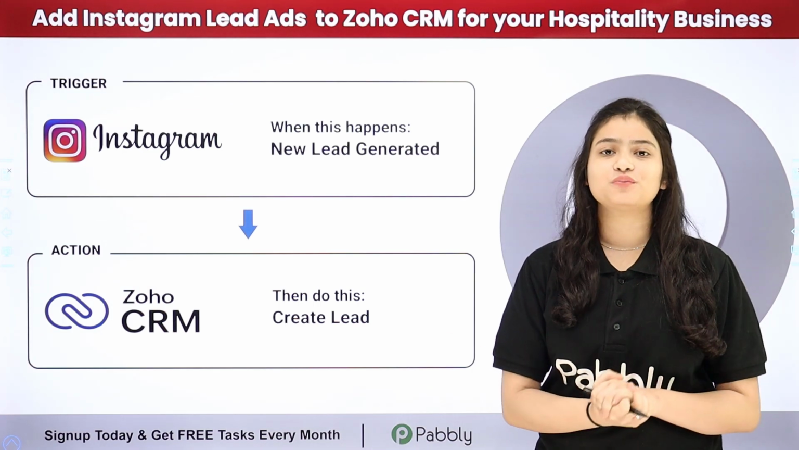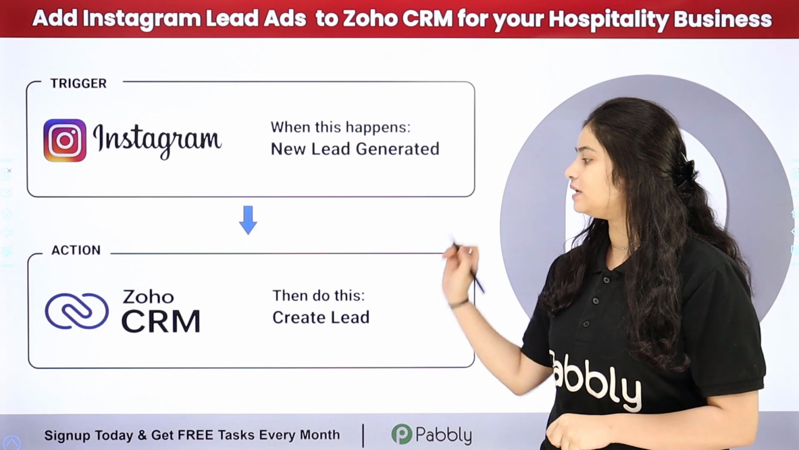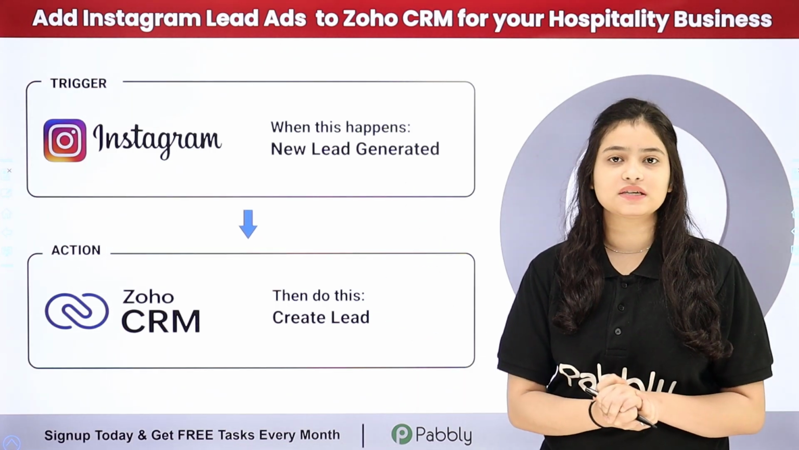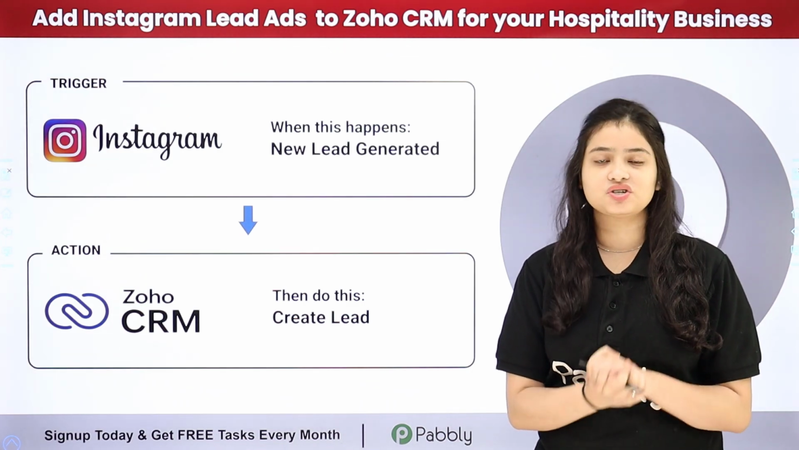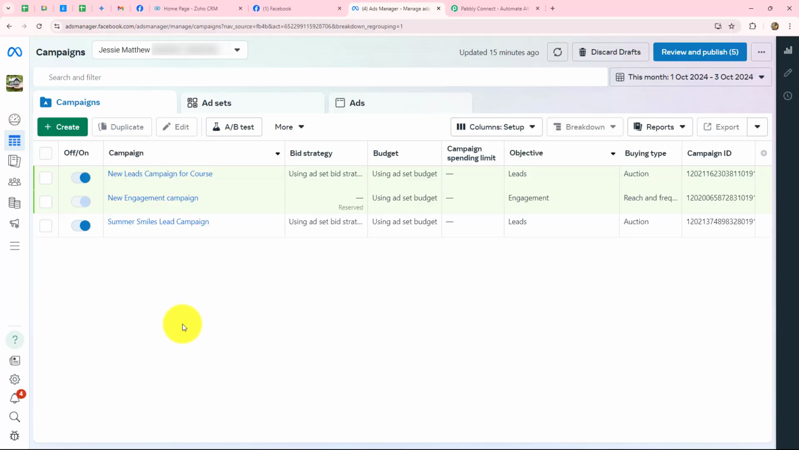So how are we going to automate this entire process? For this, we will have to set up the connection between Instagram lead ads and Zoho CRM, and we are going to do that without any coding and programming skills with the help of Pabbly Connect. So if you also want to learn this amazing automation step by step for your business, then come towards my screen. Welcome to my screen everyone.